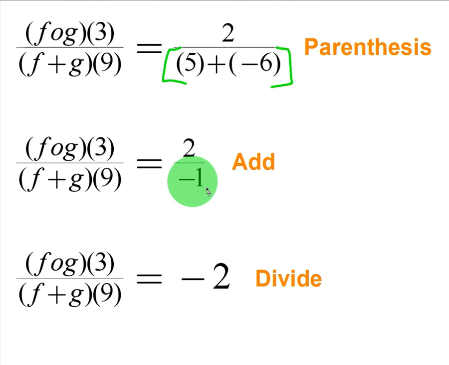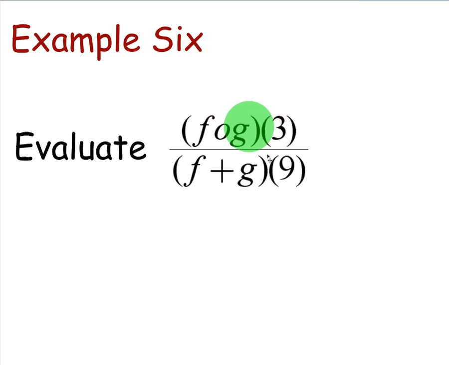So we got 2 divided by negative 1. The d in PEMDAS is negative 2, and that's going to be our final answer for this somewhat complicated function composition problem. That's it for this example. If you have any other questions about it, let me know.